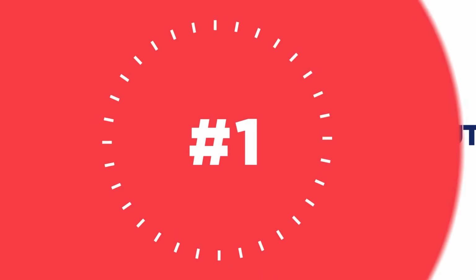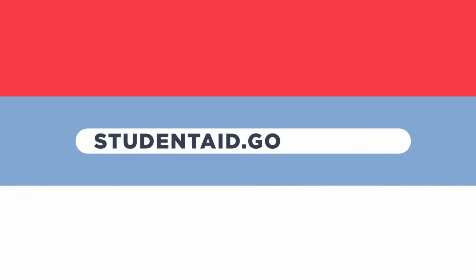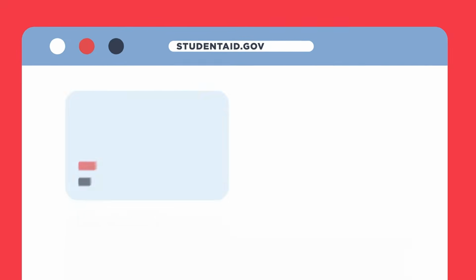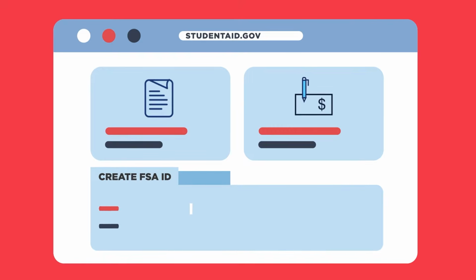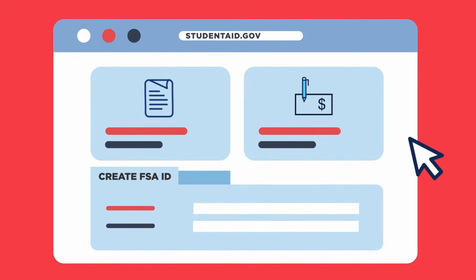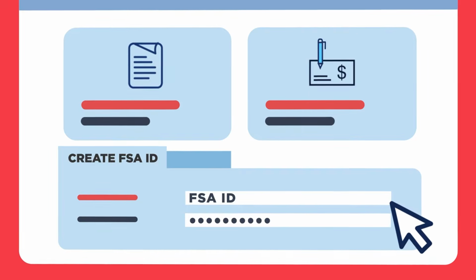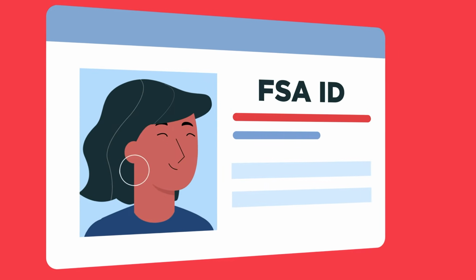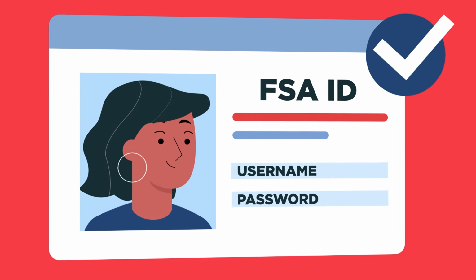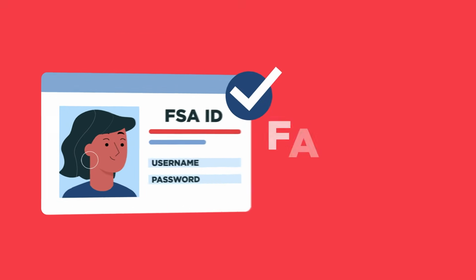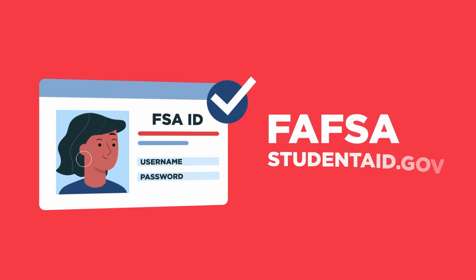First, to complete the FAFSA, go to studentaid.gov. This is the central hub site for almost anything you will need to do to apply for federal financial aid, as well as keep track of your grant and student loan usage. Here, you can create a new Federal Student Aid ID if you don't already have one. The FSA ID is a unique username and password you'll need on hand when you want to complete the FAFSA or any other task on studentaid.gov.